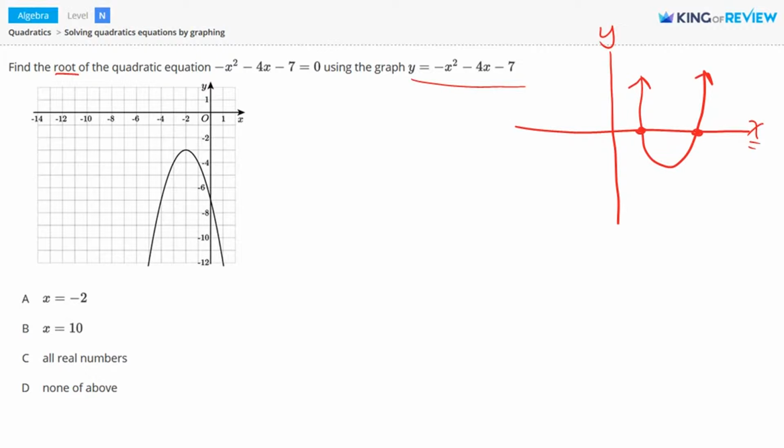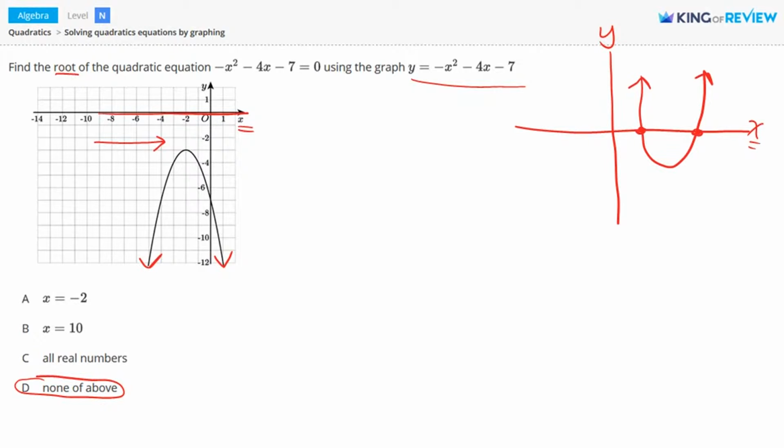So now let's look at our function y equals negative x squared minus 4x minus 7. That's this parabola here. Now where does this parabola cross the x-axis? Let's look right here. You can see that it never crosses this line here. It never crosses or touches the x-axis. Therefore, it does not have a root. So letter D is correct, none of the above.